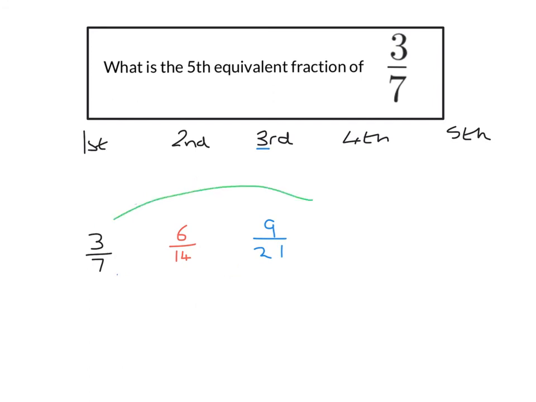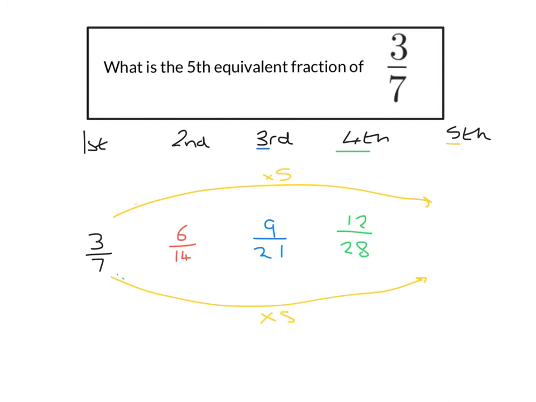If I want the fourth, I need to be timesing my numerator and denominator by 4. 3 times 4 is 12, 7 times 4 is 28. So if I want the fifth equivalent fraction of 3/7, I need to times both the numerator and denominator by 5. So 3 times 5 is 15, 7 times 5 is 35. So what you'll notice is we're going up in their times table, so 3, 6, 9, 12, 15, 7, 14, 21, 28, 35.